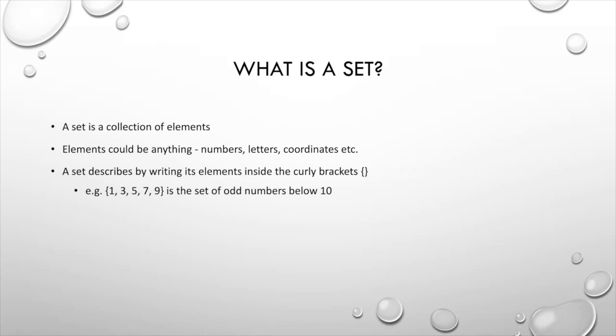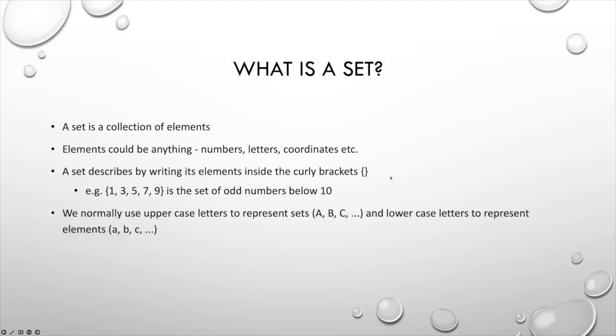See the example: the set of odd numbers below 10. We can represent it like this in curly brackets: 1, 3, 5, 7, and 9. This is the set of odd numbers below 10. We normally use uppercase letters to represent sets, like capital A, capital B, and lowercase letters to represent elements, simply a, b, c, inside the curly brackets.